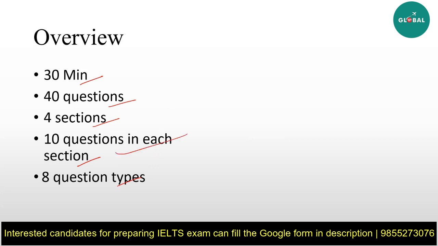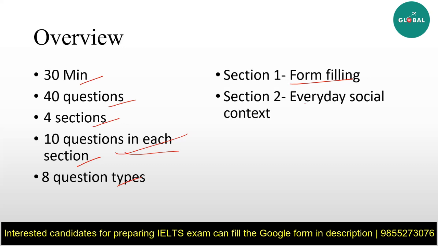Now, what are these sections like? If they're divided into four sections, what is the difference between them? The first section is actually the easiest one, and it is a form filling question. Basically, a telephonic conversation between two people where maybe a reservation is being made or cancelled, a booking of a hotel, or maybe they are conversing about an assignment or anything like that. It is the simplest question type you will experience in your IELTS listening, and these are actually fun to do.